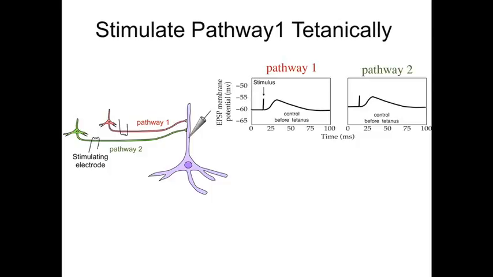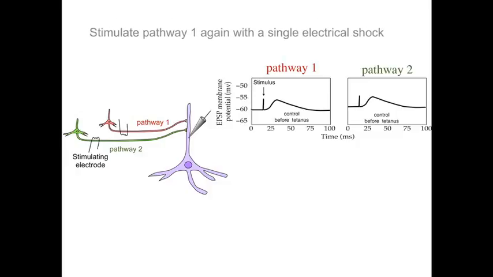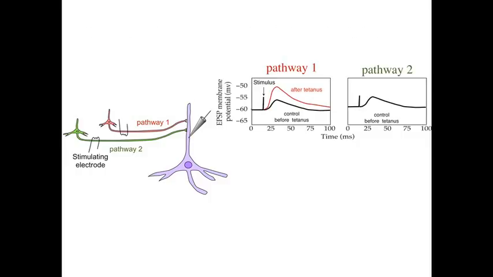Next, what we're going to do is stimulate pathway 1 tetanically with a very, very high rate of action potentials that lasts for a few minutes. Watch. We stimulate it, very, very high rate, and then we stop. And now we're going to stimulate pathway 1 again with a single electrical shock. And when we do that, what we see is the postsynaptic potential has increased markedly. It's more than doubled in amplitude.